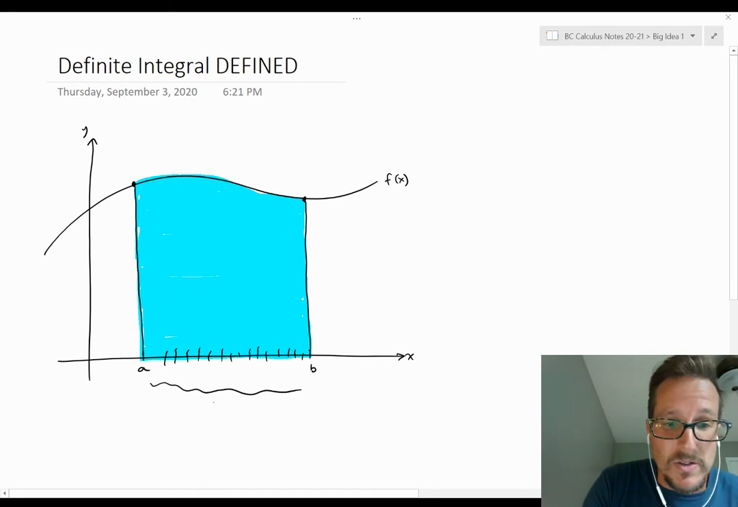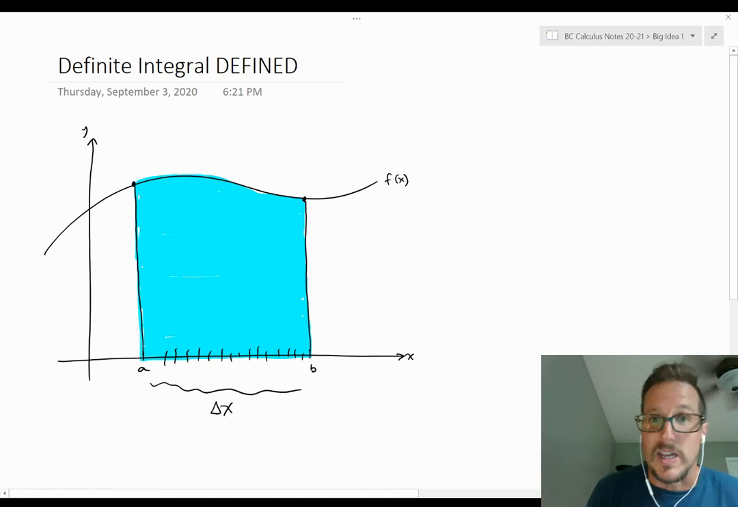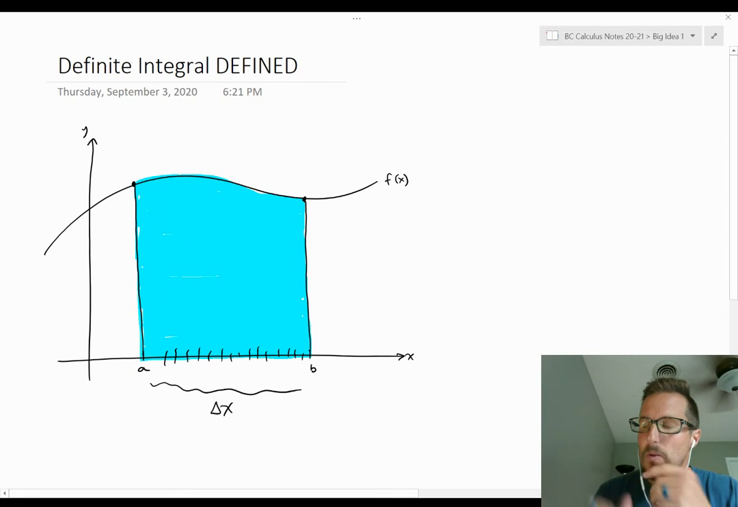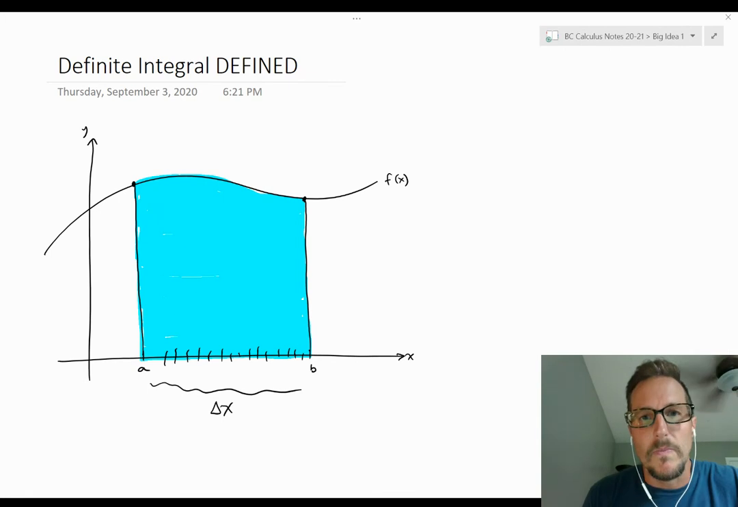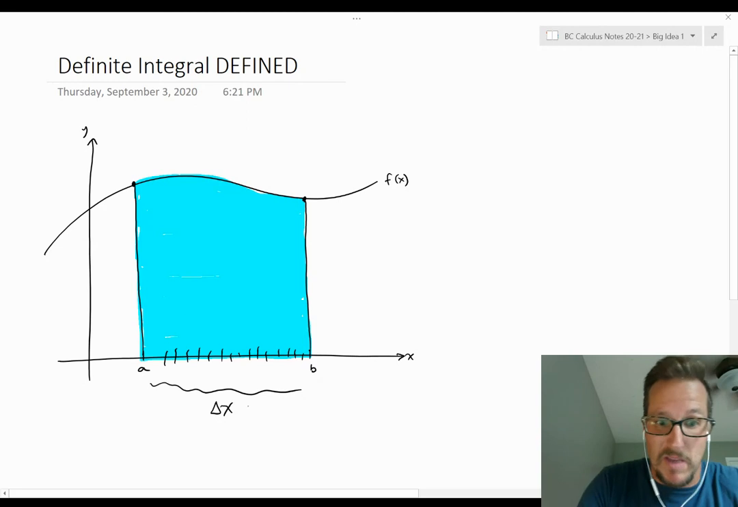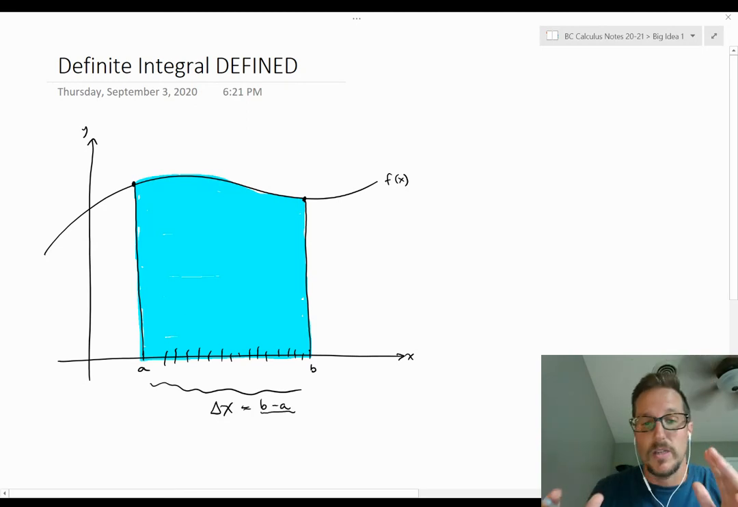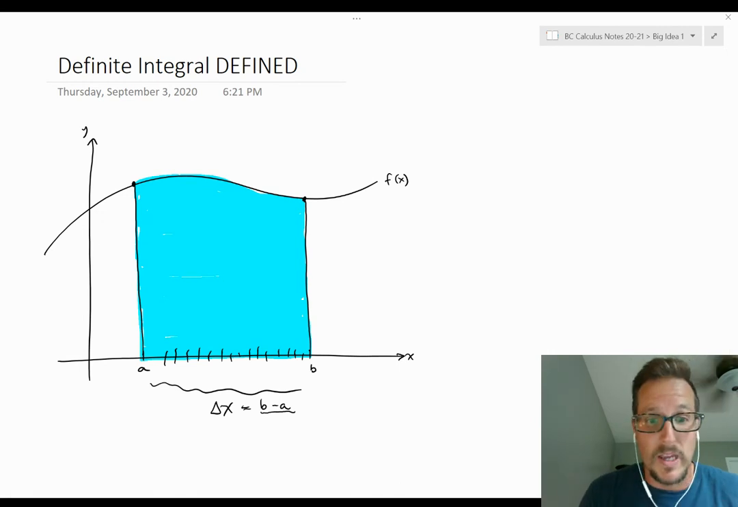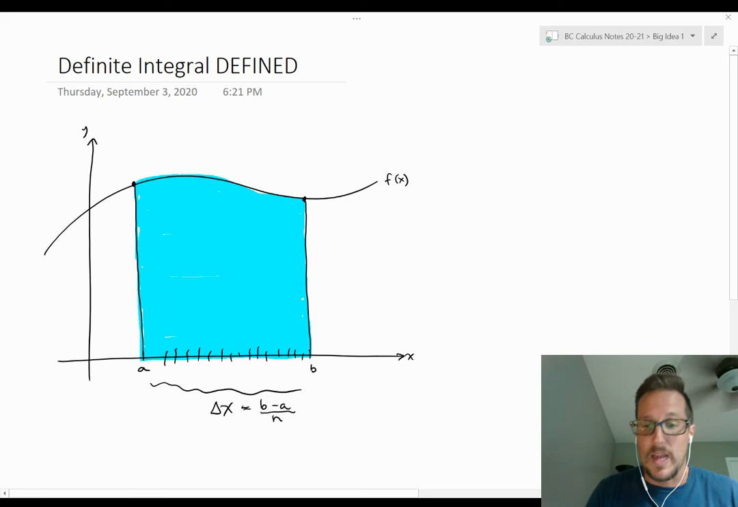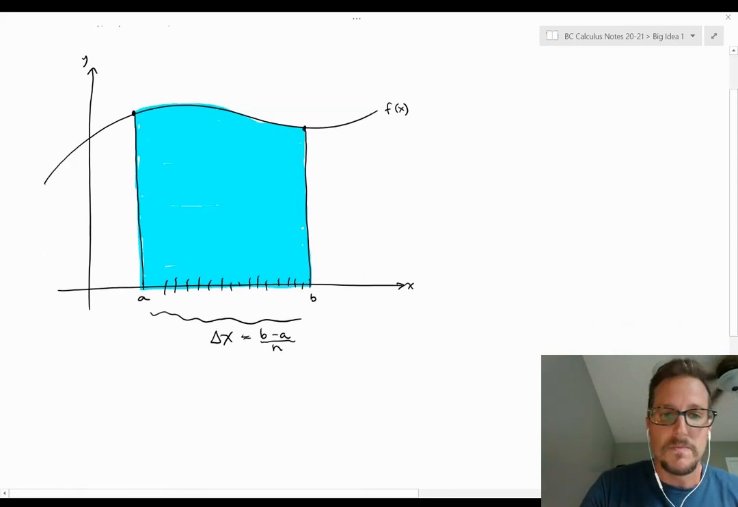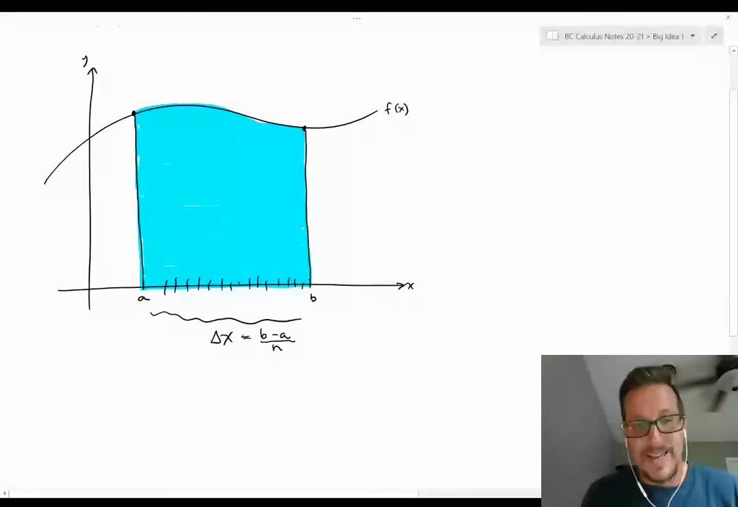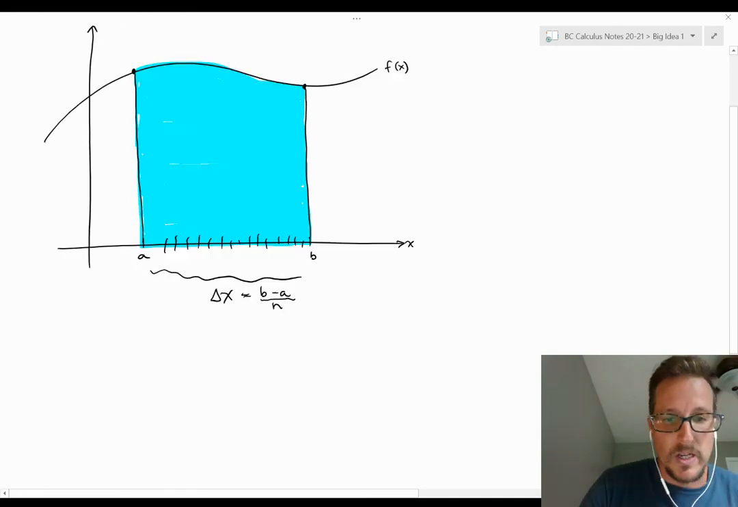Each one of those subintervals, we can say is a delta x wide. Well, what's the width of each one of them? We want to take the total interval size, which would be b minus a, and divide that total interval size by the number of rectangles, or subintervals, that we want in this interval, which would be n, right? We want n, and eventually we're going to make n go to infinity. Hold off on that.